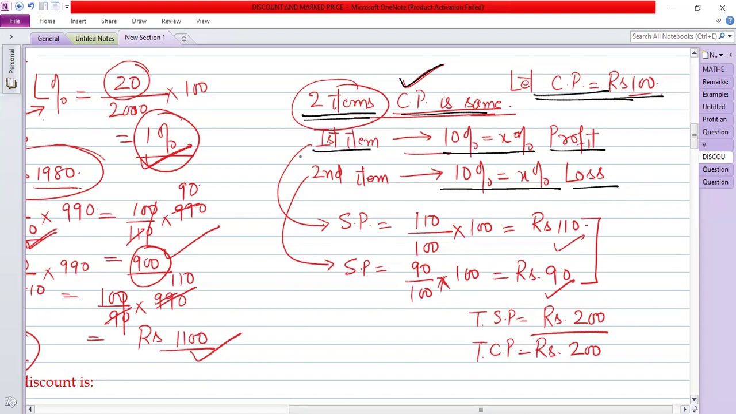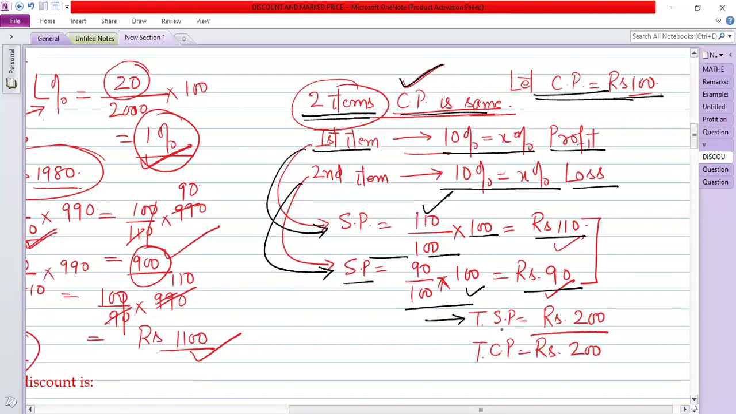So for the first item, what will be the selling price? Selling price will be nothing but 110 by 100 into 100, which is rupees 110. And for the second item, what will be the selling price? It will be 90 by 100 into 100, which is rupees 90.